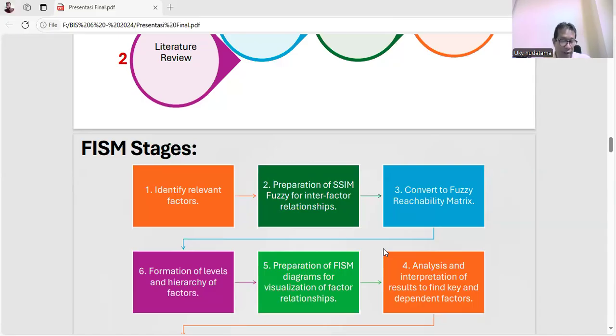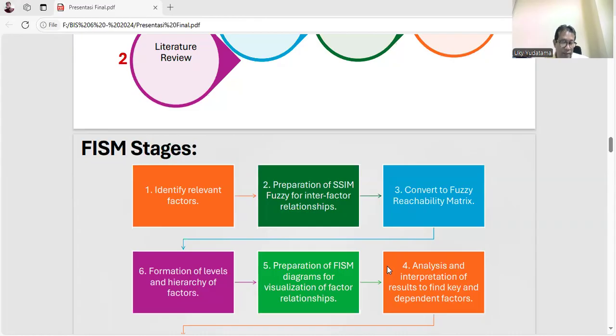Four, formation of levels and hierarchy of factors. After the matrix is created, the next step is to form a hierarchy. This involves determining the level of influence and organizing factors in terms of their drive and dependence. Five, preparation of FISM diagram for visualization of factor relationship. Diagrams are then created to visualize how factors interact and influence one another. These diagrams are crucial for understanding the system and prioritizing the most influential factors.